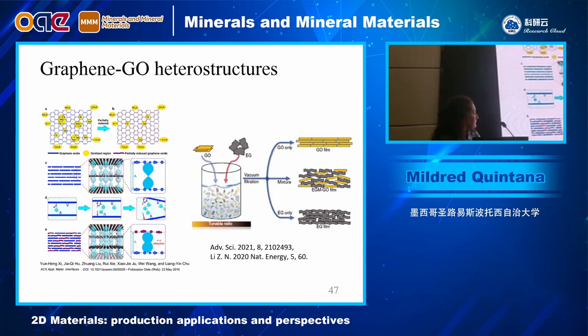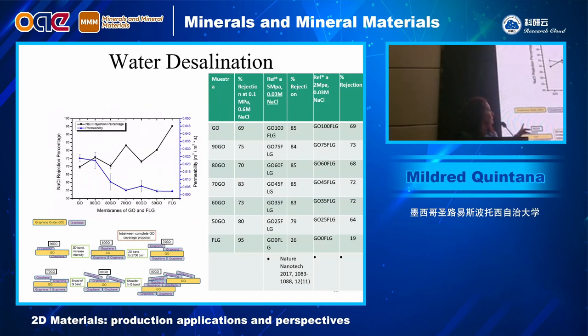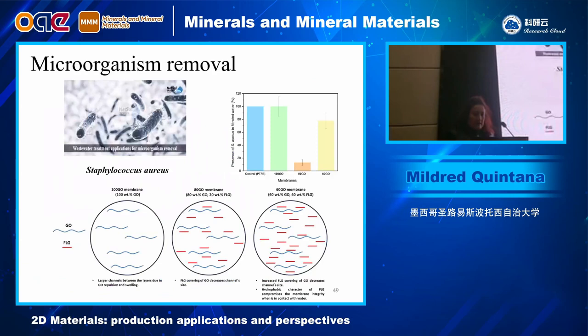Now what we are working on is water desalination, and we have very nice results at atmospheric conditions. We don't need to apply pressure, and we are desalinating the water. Also, we are removing microorganisms. In this case, it's the Staphylococcus aureus that is very common in the water in Mexico. And with this type of membranes, it's very easy to remove them.